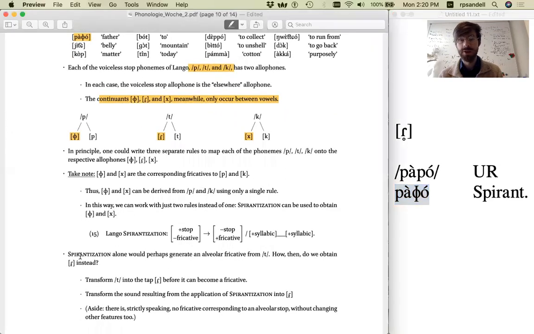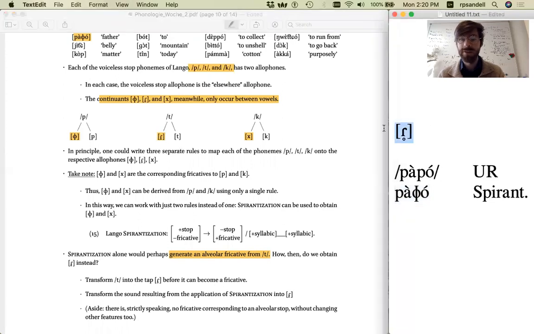Now, the issue here is that this rule of spirantization would perhaps generate an alveolar fricative from an underlying alveolar stop. Now, in dealing with this sound, this isn't just a fricative, this is an approximant. So it needs to be further transformed in some way. If we just say that an underlying t is going to become a fricative, it won't be able to generate this sound. So if we want to try to generate this sound of this alveolar tap, we have two options, essentially.